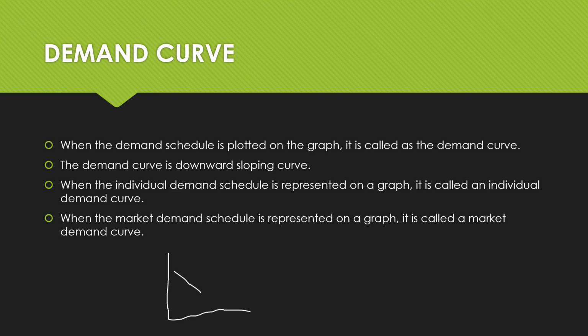This is how it is. On the y-axis, you will have price, and the x-axis, you will have quantity demanded. This is how a demand curve would look. On the x-axis, you'll have quantity demanded, y-axis, you'll have price, and the slope of the curve is downward sloping, and this is the demand curve.